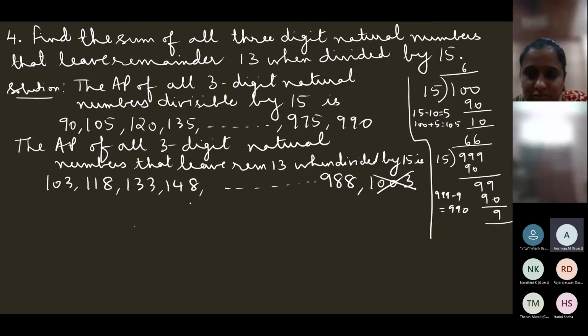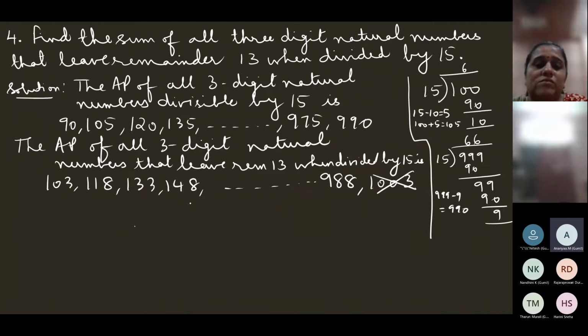What if we don't take the first term of the first AP as 90 and instead add only from 105? Add 13 only. Yeah, then your sum will be incorrect. No, but 105 plus 13 is still 118. No, you have to find the sum of all the 3-digit natural numbers. So you're missing 103, which is also a 3-digit number that leaves remainder 13 when divided by 15. You'll have to find the sum of all the 3-digit natural numbers.